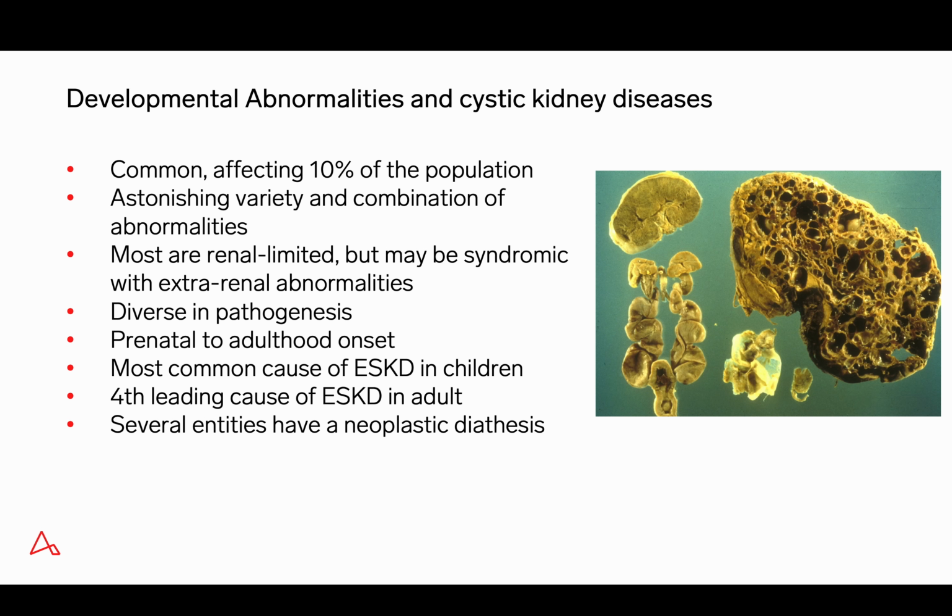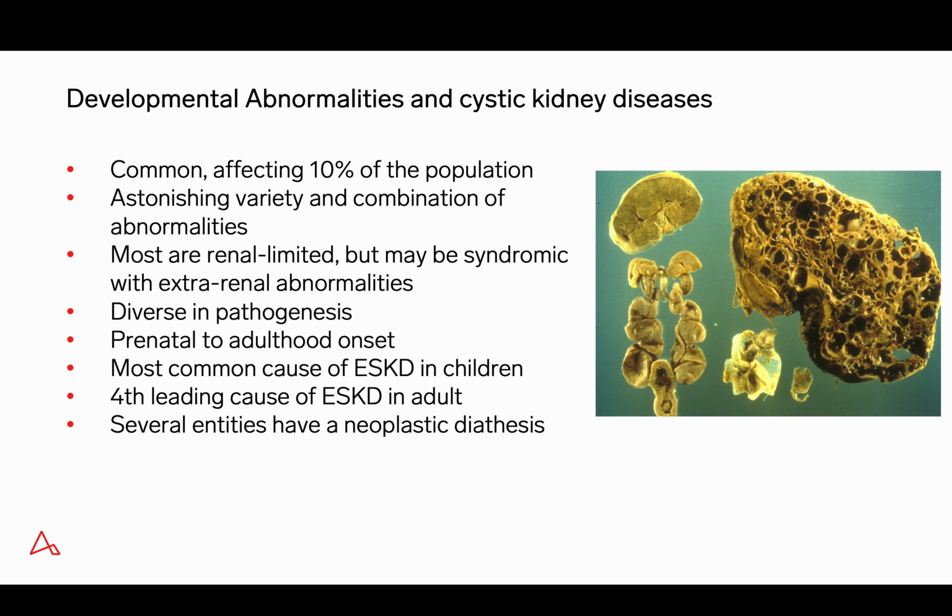First, just a few facts about developmental abnormalities in cystic kidney diseases. They are very common, affecting 10% of the population. They come in a large variety and combination of abnormalities. This is partially depicted here in the image on the right, where I have a composite photograph of a variety of cystic kidney diseases. Hopefully by the end of this lecture series, you will be able to easily recognize all of these.